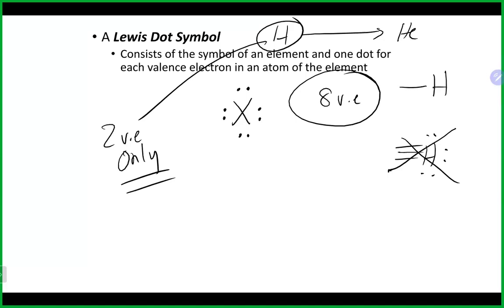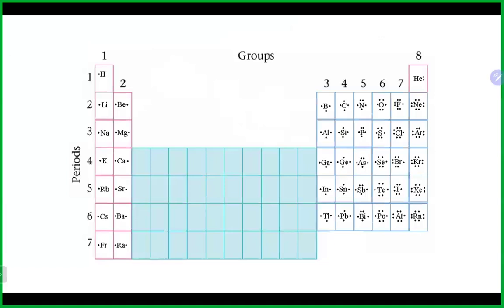So here's a bunch of Lewis dot symbols I made one time when I was bored. I should get a hobby. But you can see there, everybody in group 1 has 1, everybody in group 2 has 2. As we go across there, 3, 4, 5, 6, 7, and 8. Again, helium up there in the top right corner has only 2. Once again, you really don't have to worry about transition metals at all in terms of bonding, so don't even worry about it.